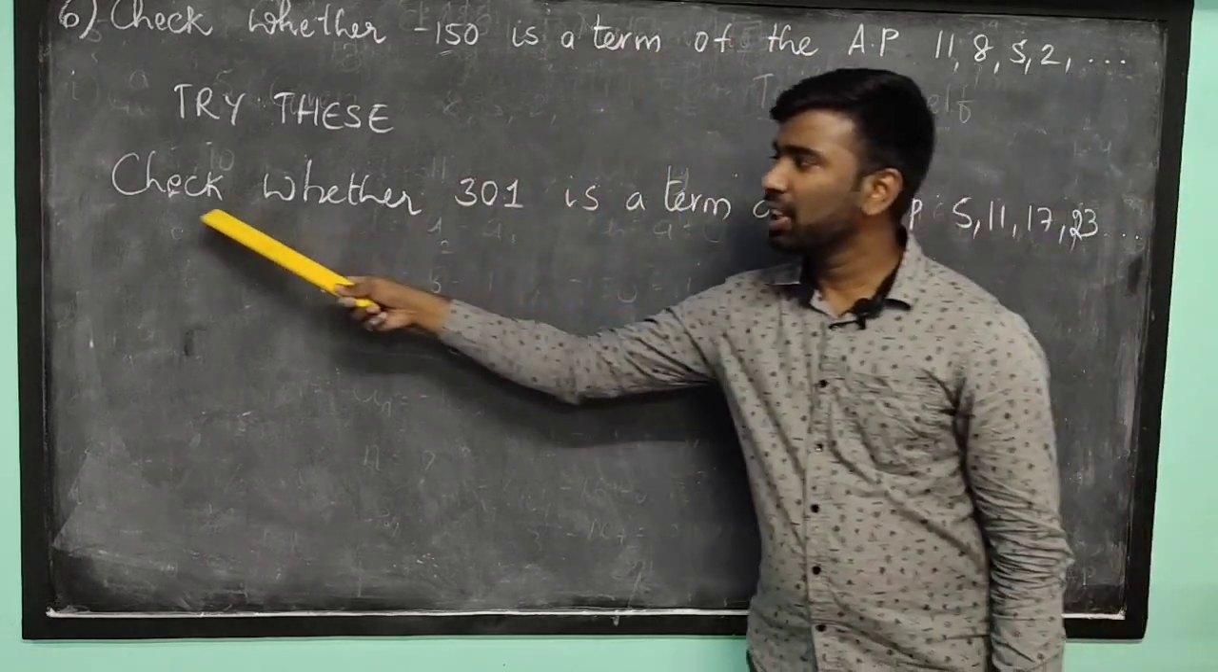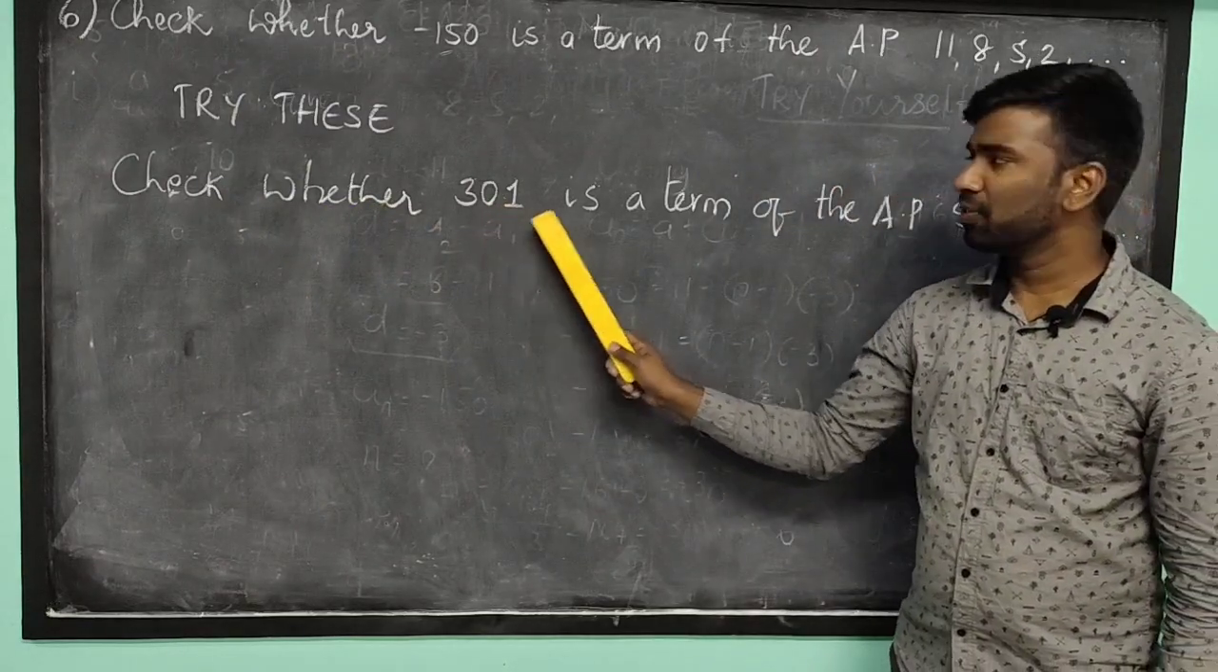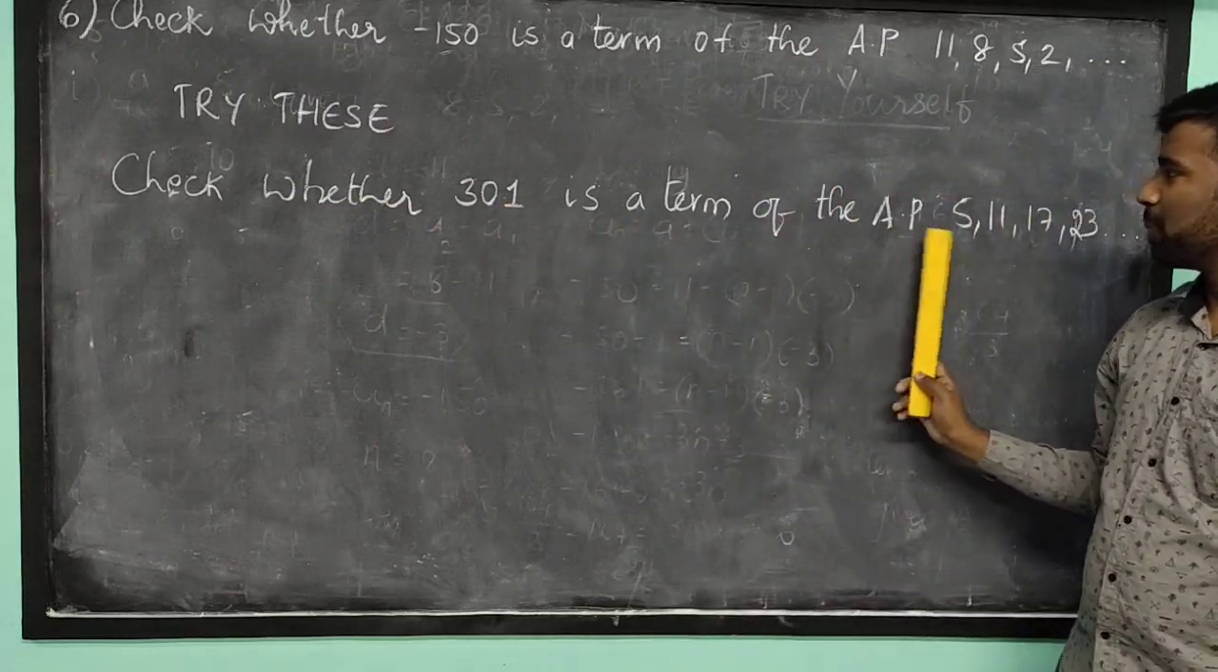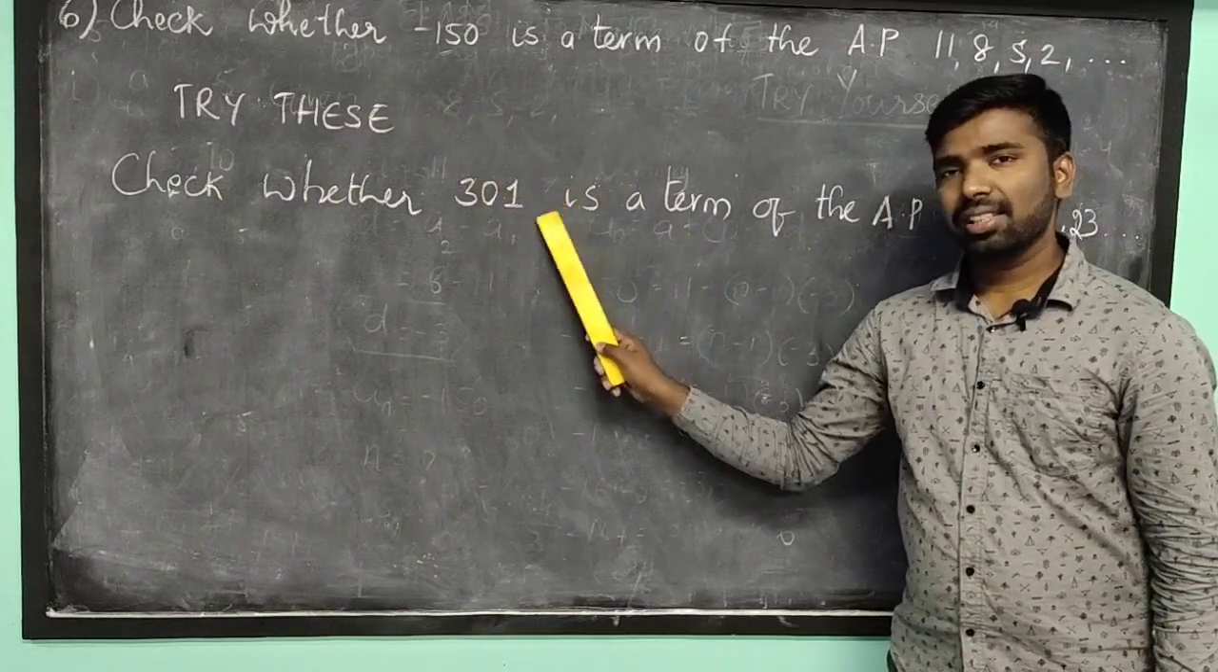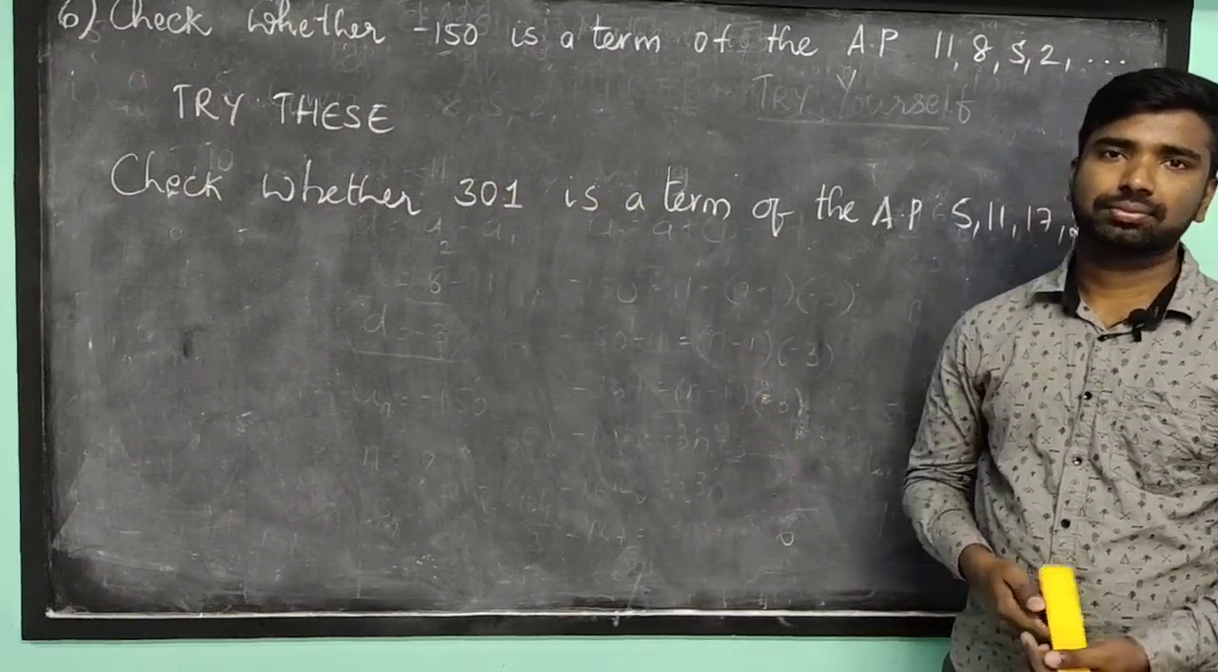In the same way, try to check whether 301 is a term of the AP 5, 11, 17, 23. Please try this problem by yourself.